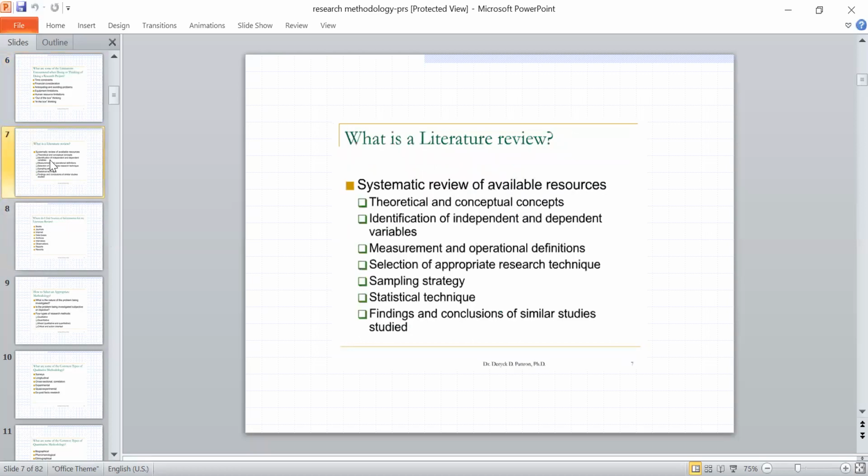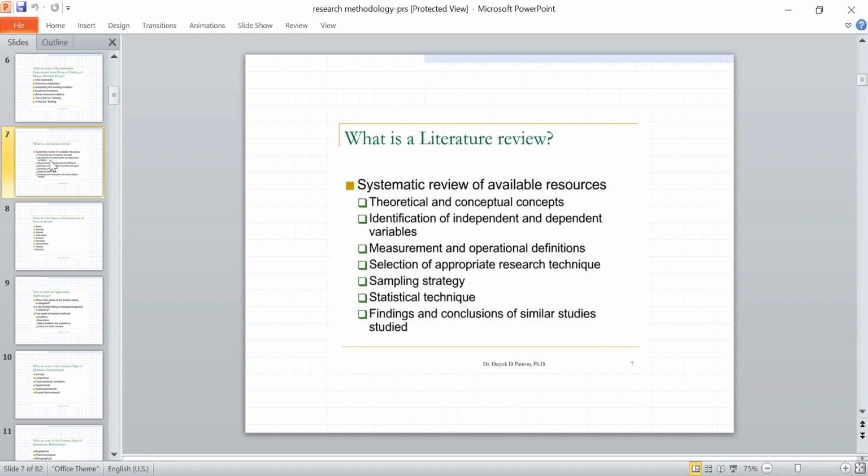What is the first step? Once your title is fixed, you go for the literature review. Professors, scholars and doctorates will all say, go for literature. But what is a literature review, and how do you select it? You should not select all papers. You should do a systematic review of available resources. Very, very important, systematic nature. Instead of going random, if you go systematic, you can easily reach your topics and your work plan.